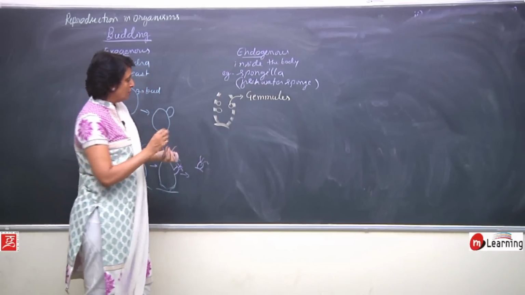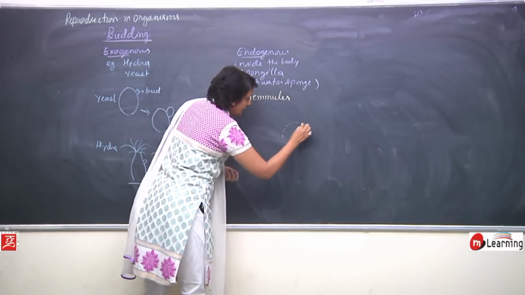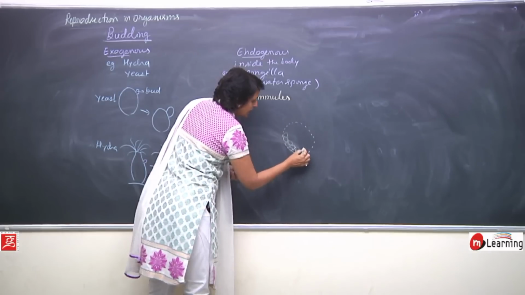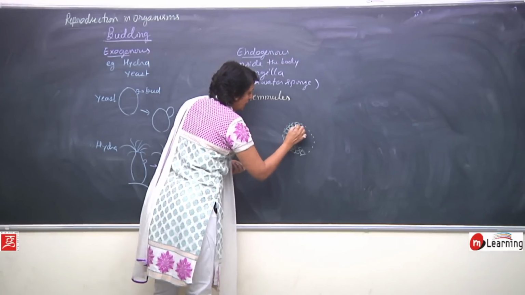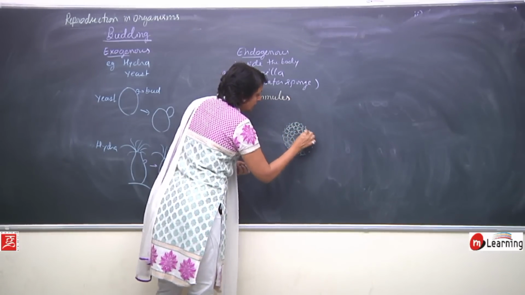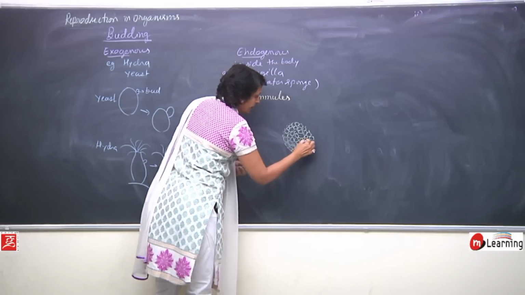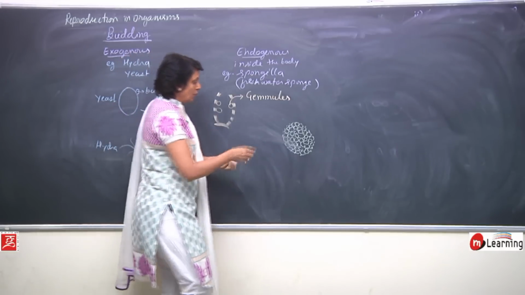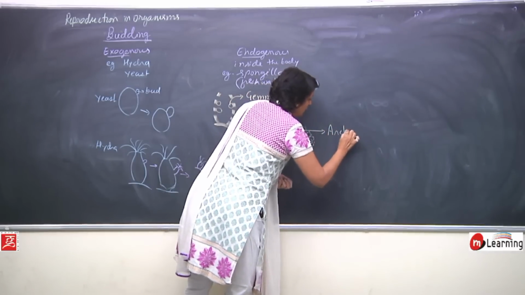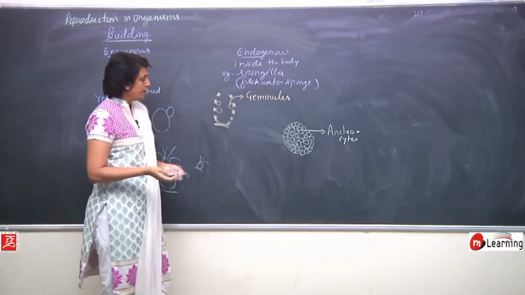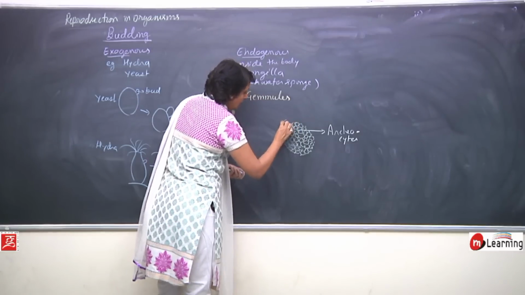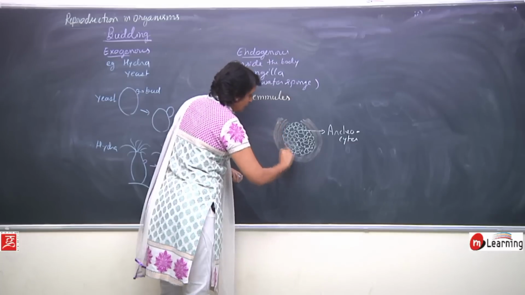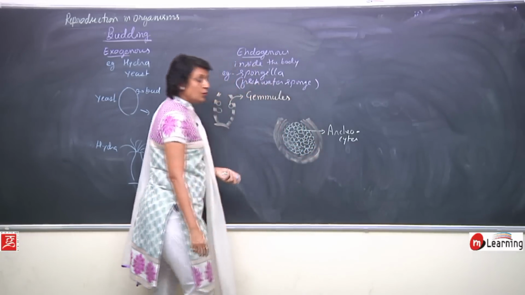Now, let us see the structure of these gemmules. In the central part, they have cells which are basically stem cells. They will give rise to the complete organism. These cells are called archaeocytes. Each cell is capable of giving rise to an individual. So, archaeocytes, they are basically stem cells. This complete structure is surrounded by a thick jelly-like mucilaginous substance. The basic purpose of this is to protect these cells from injury or desiccation.